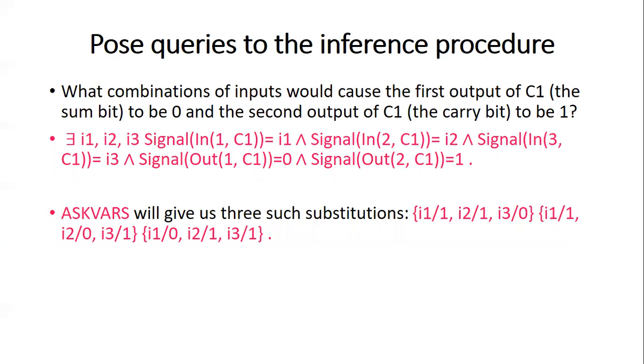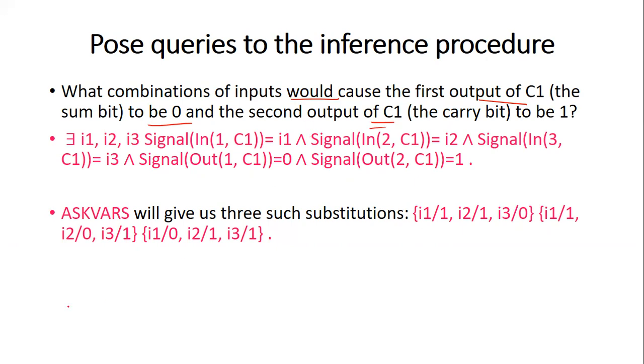So now after encoding this generic knowledge and specific knowledge, we can query the knowledge base to check whether the knowledge base is responding properly or not. So for example, we can ask the knowledge base a query like, what combination of inputs would cause the first output of C1 to be 0? For which combination of the input will the first output be 0 and the second output be 1?